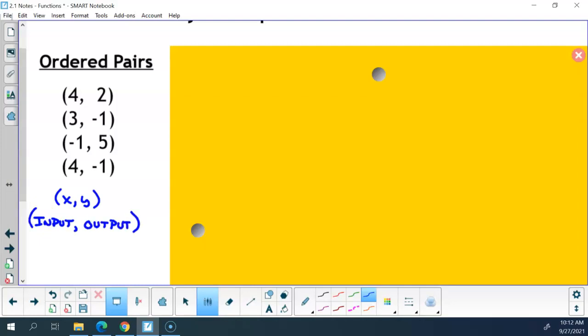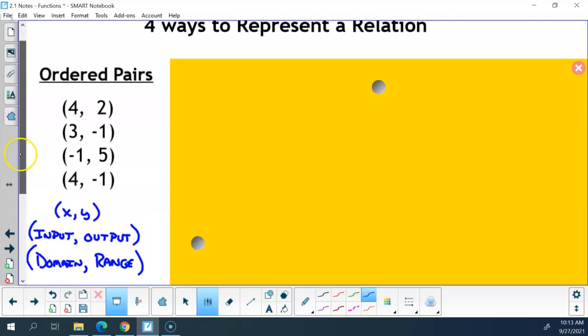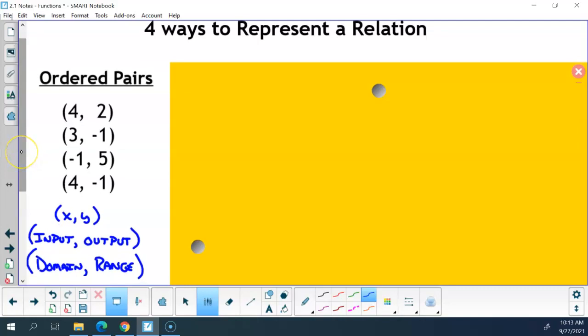Which is also domain, comma, range. So an ordered pair is many, many things. All right? So that's one way of representing your relation.